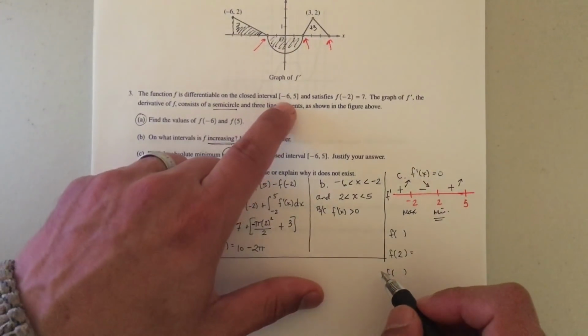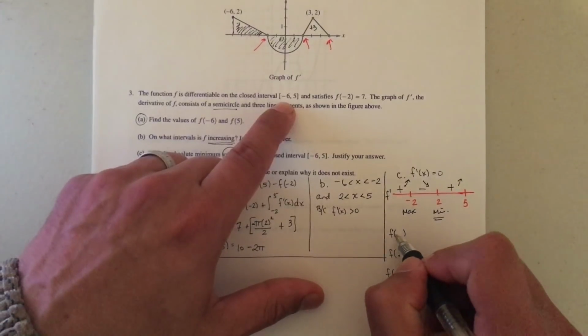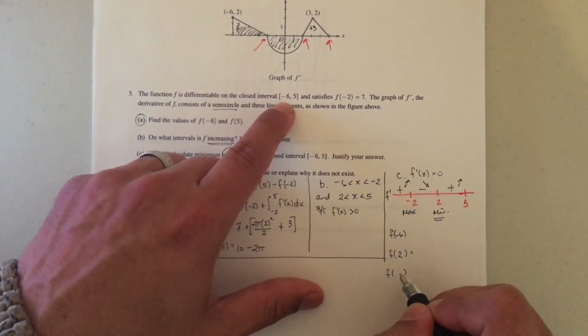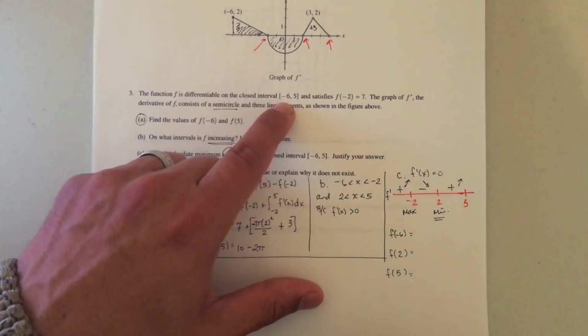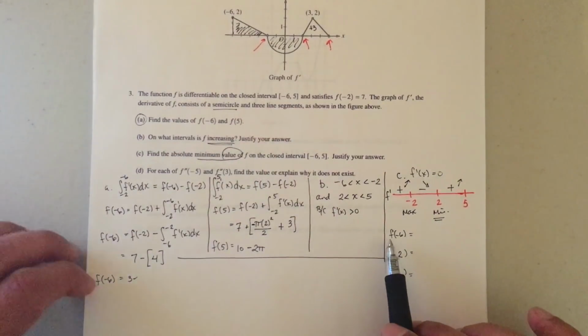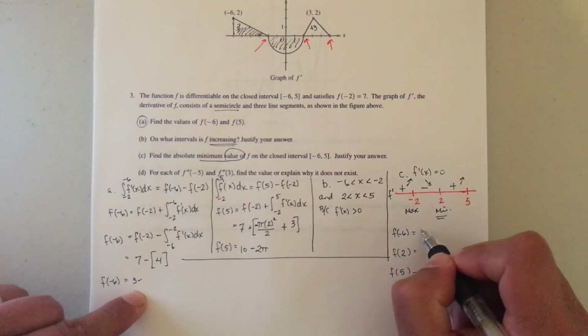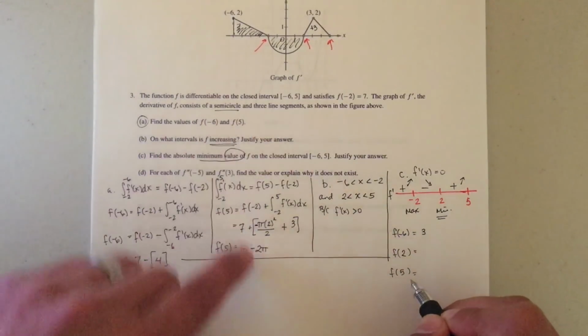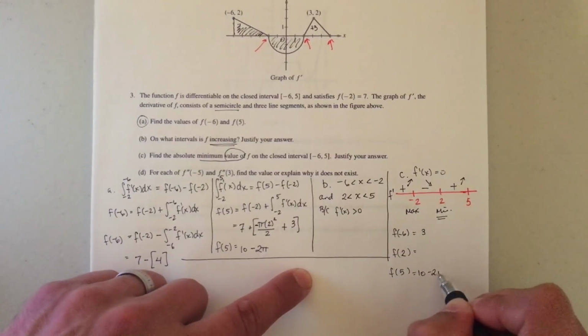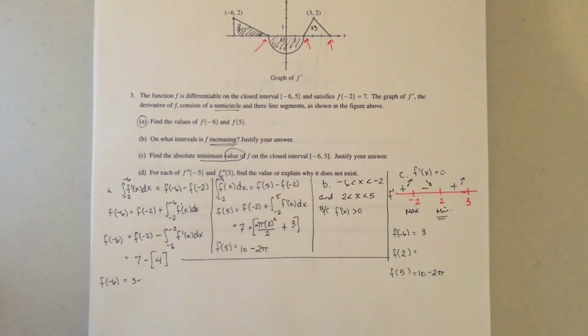What's the beginning of our interval? Negative 6. And you're also going to have to find positive 5. Okay? You have to find those values. Okay, well, how do I find negative 6? Oh, you know what? We actually did already. f of negative 6 is 3. f of 5, we found it also, is what? 10 minus 2 pi.